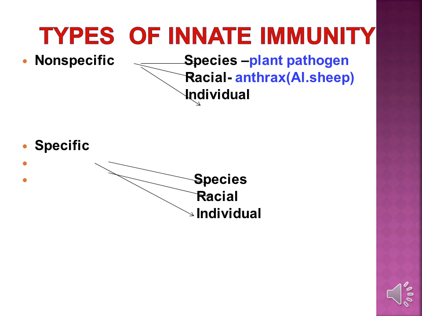So now this we already saw, types of immunity. Innate immunity is non-specific, and then it is divided into species, racial and individual, and again specific immunity is divided into species, racial and individual.